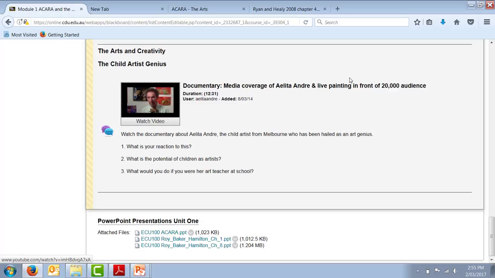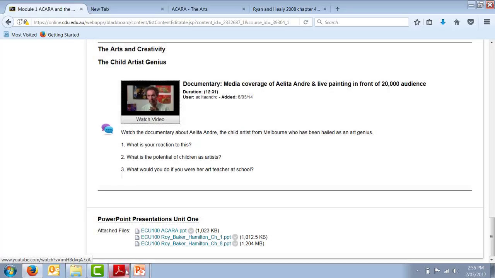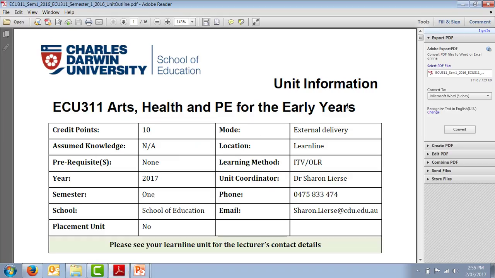Okay, the assessment. So we've got 2 assessments for this unit. I'm just going to grab some documents and I'll show you this. So we've got the unit information. Make sure you've got that unit information document of what to expect for the unit. You've got the set text, which is Teaching the Arts, Early Childhood and Primary Education by David Roy, William Baker and Amy Hamilton. It's the 2nd edition, and flick through that.